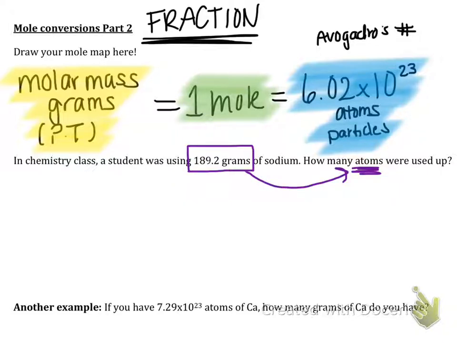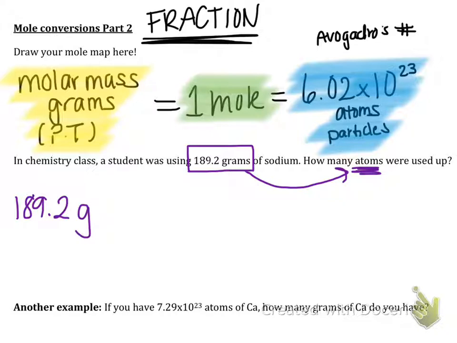Okay, so it takes multiple steps to get there because you're essentially starting here, right? But you are going to end up over here. So you have to first change it to moles and then change it to atoms. So let's follow along and see how we can do that. We are going to start by writing what we have.